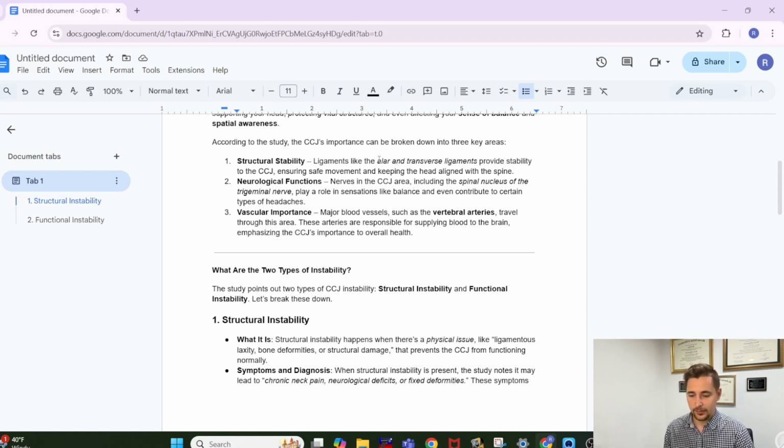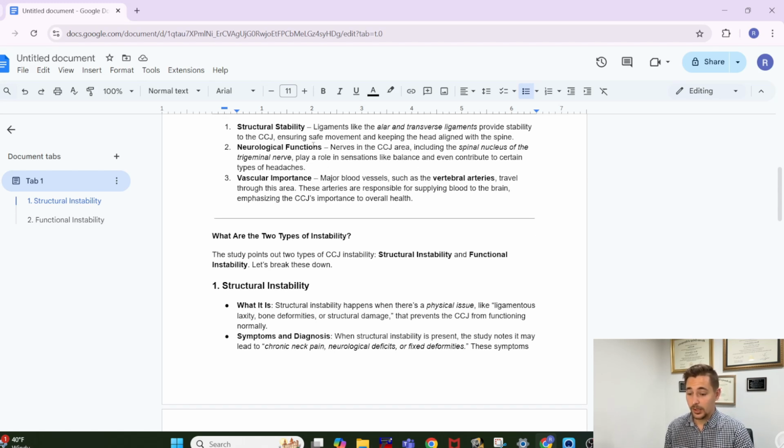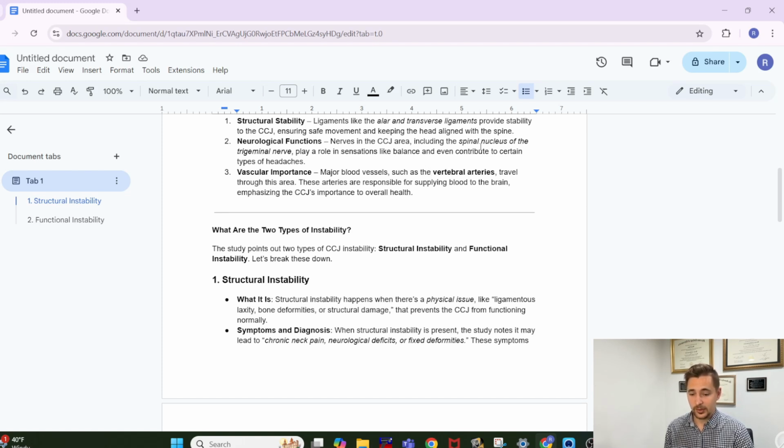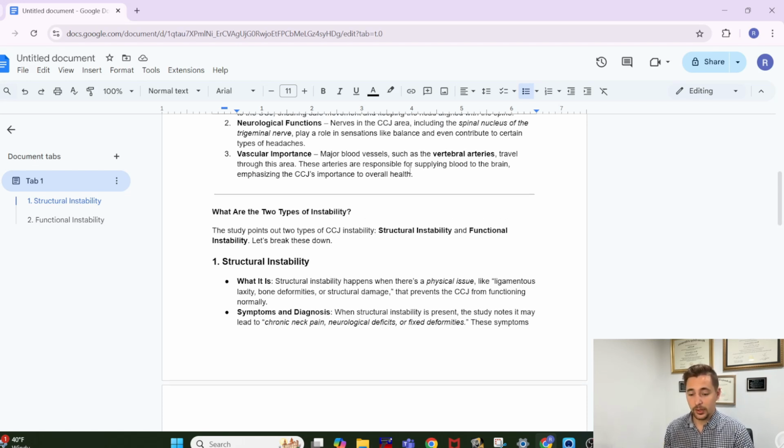So we have structures there, like the ligaments. Some different ligaments that we have are the alar and transverse ligaments. These provide stability and keep the movement safe. And then we have neurological functions. We have a lot of nerves in that area, including, in the study, the spinal nucleus of the trigeminal nerve, which can play a role in sensations like balance and even contribute to certain types of headaches. And then also we have vascular structures. We have major blood vessels such as the vertebral arteries, and then other blood vessels like the internal jugular vein, the carotid artery, and different things like that in this area. It's just a very highly dense area.